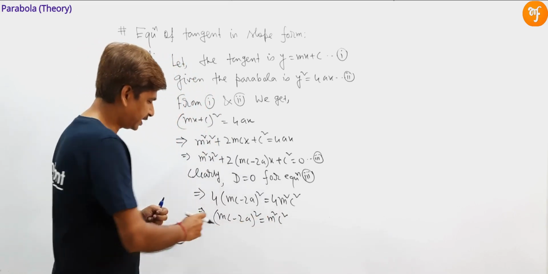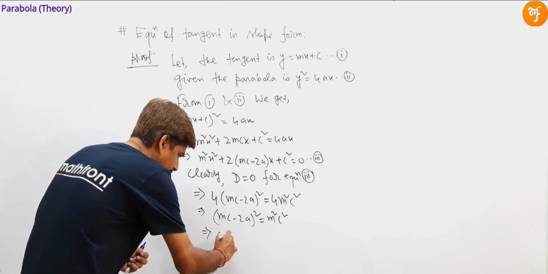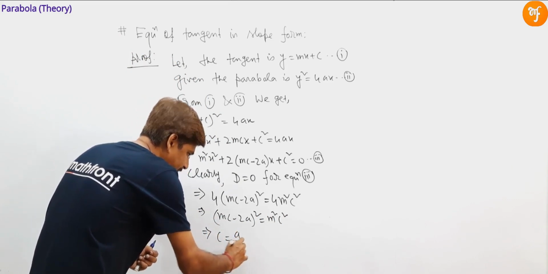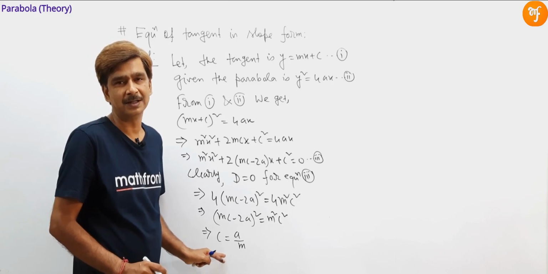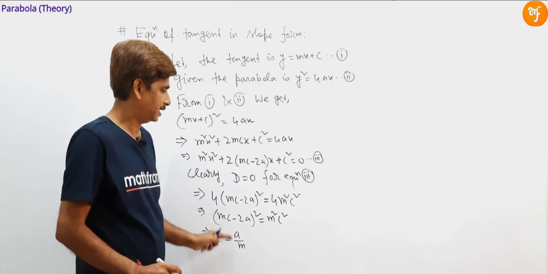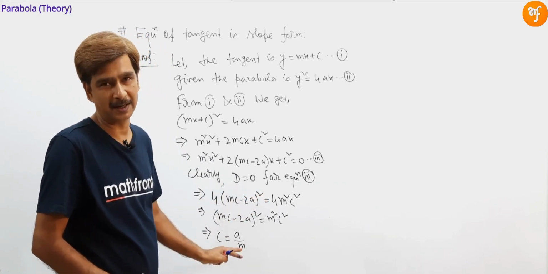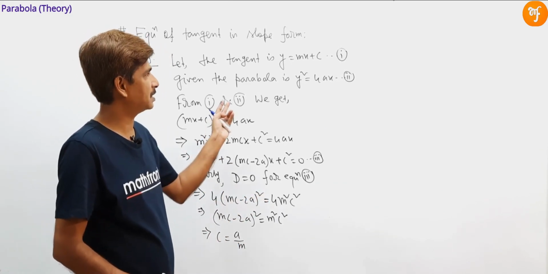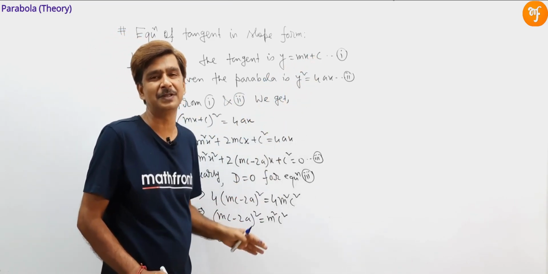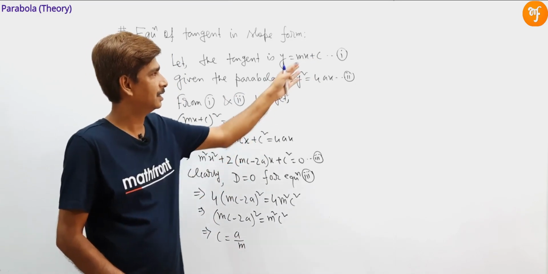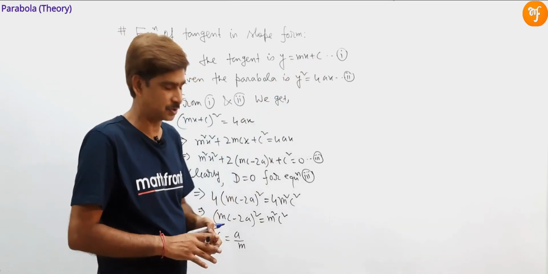Okay. So, if we expand it, we will get the value of c is equal to a by m. So, what will be the value of c? The value of c will be a by m if the discriminant becomes 0. That is the condition of tangency. So, the equation of the tangent becomes what? y is equal to mx plus c. That is, if we substitute the value of c by a by m, we will get y is equal to mx plus a by m as the equation of tangent.